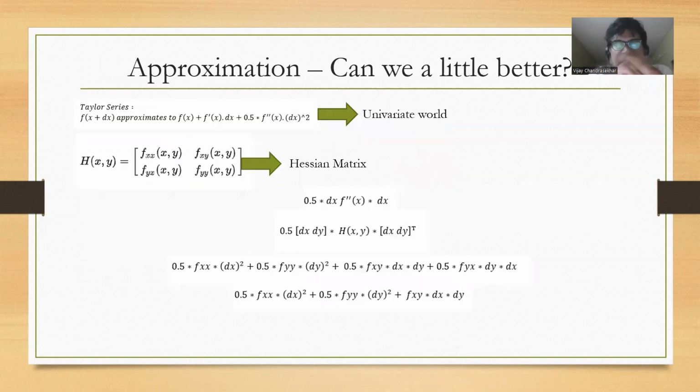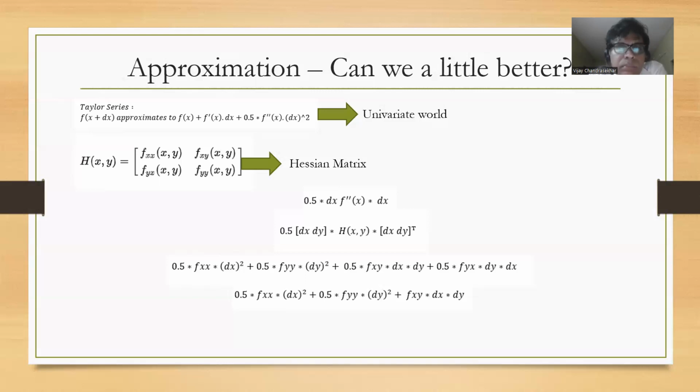So let's understand this a bit. What you see on top is the univariate world. f of x plus dx approximates to f of x plus f dash of x dx plus 0.5 times f double dash of x dx squared. Typical Taylor series approximation, univariate world. Now, how would it look in the bivariate world? And of course, this would extend to multivariate as well.